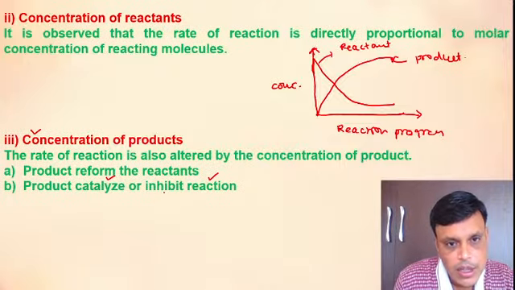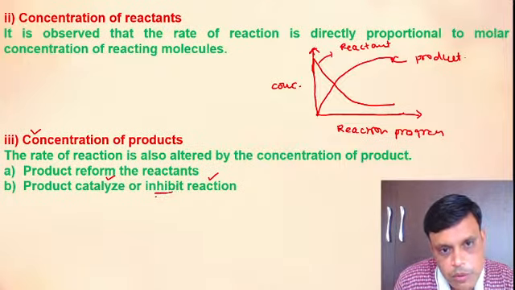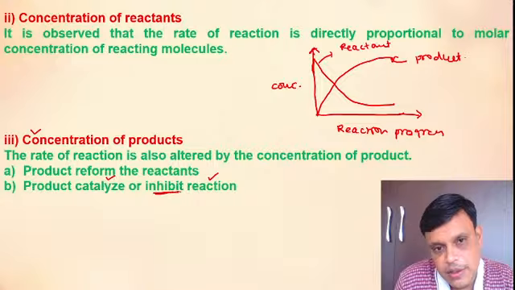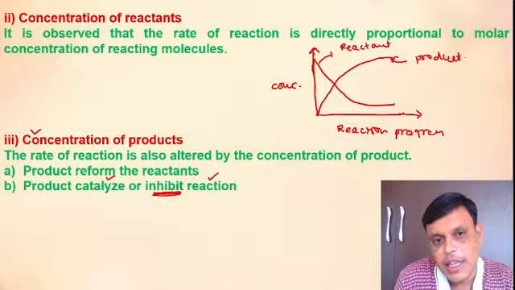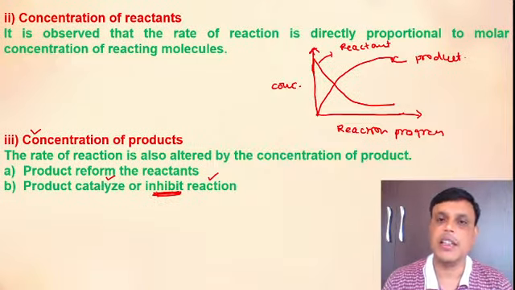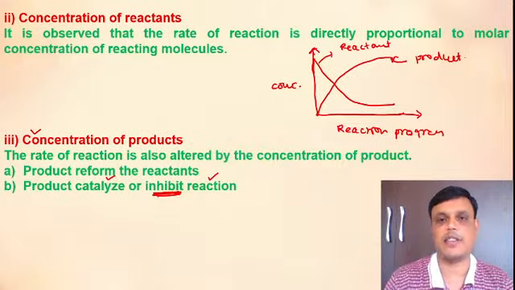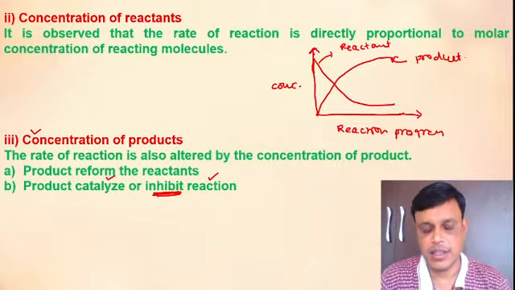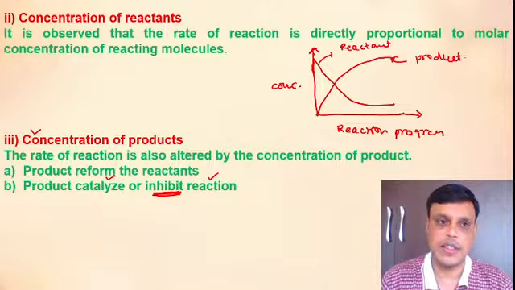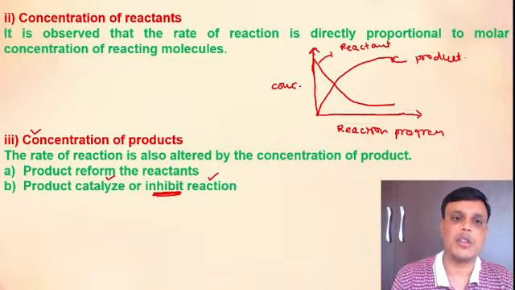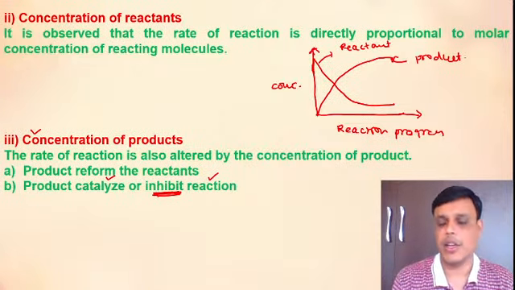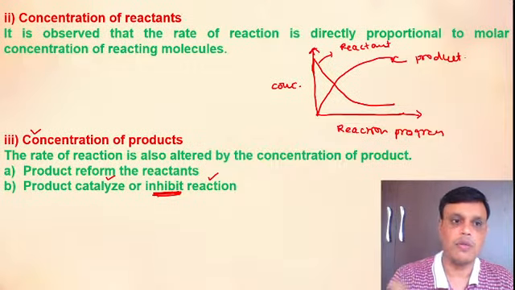Second case, what happens? The product formed inhibits the reaction. Product form हो रहा है and that product inhibits the reaction. In such cases, the rate of reaction decreases. So the concentration of product also alters the rate of reaction. This is the third point.